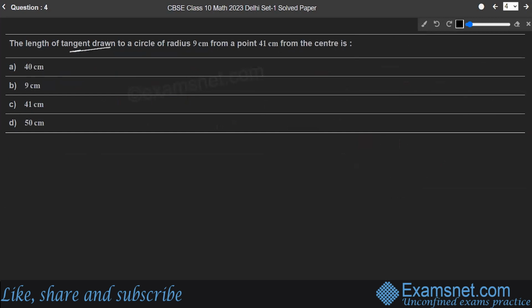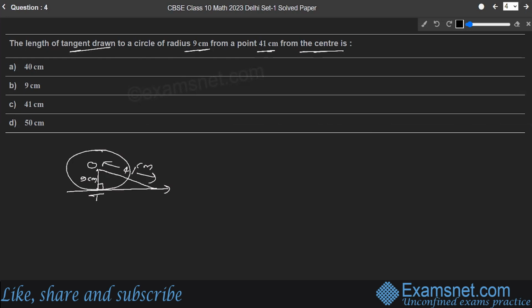Next, the length of tangent drawn to a circle of radius 9 centimeter from a point 41 centimeter from the center is. Let us draw the figure first. There is a circle and a tangent drawn like that, intersecting the circle at a point T. There is a center O, and this is the radius. Radius and tangent are always perpendicular, and the radius is given as 9 centimeter. There's a point outside from where the tangent is coming, and its distance from the center is given as 41 centimeter.